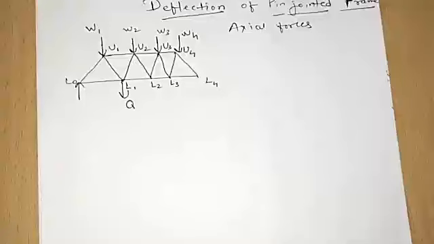Now suppose there is no external force acting at that particular joint. In that case, you want to know the deflection. So what we do, we apply a fictitious load in that direction, and forces in all the members have to be calculated. Now the total strain energy of this total structure is to be found out with the help of partial derivative with respect to that fictitious load.